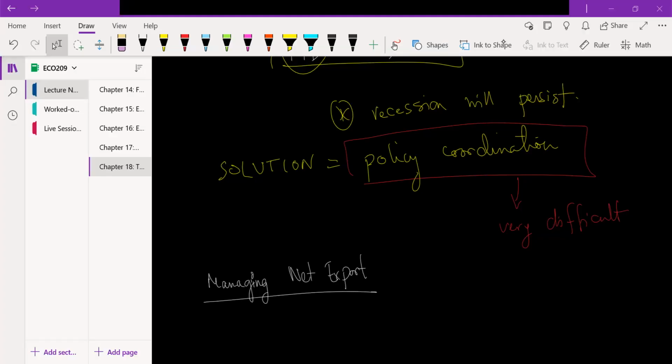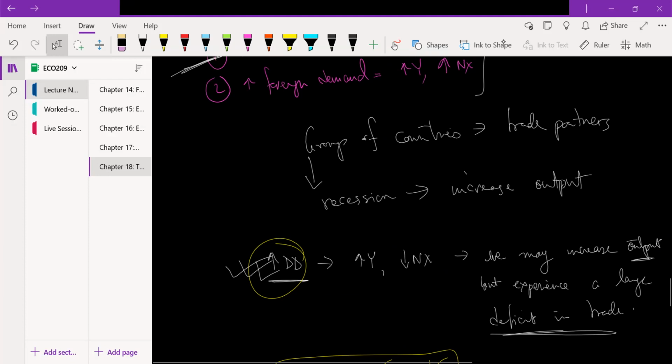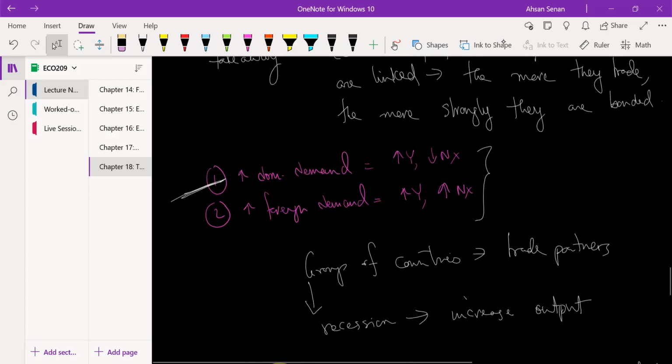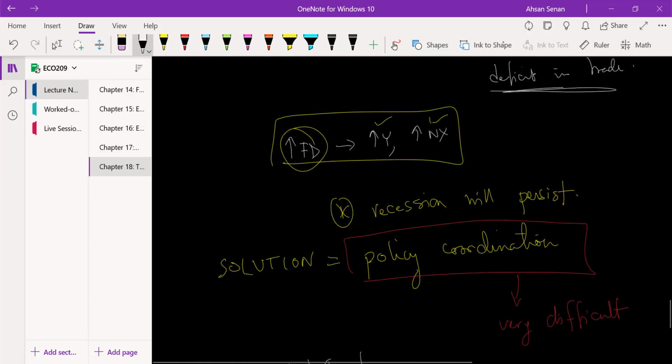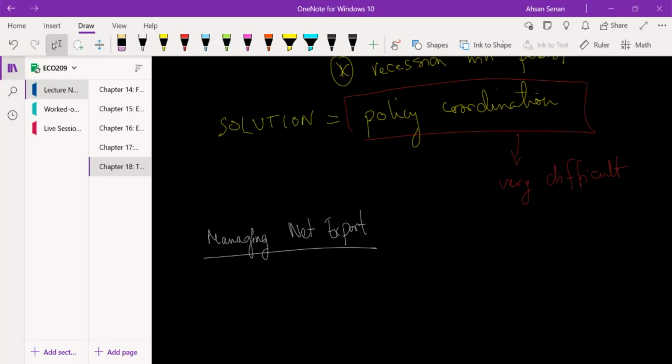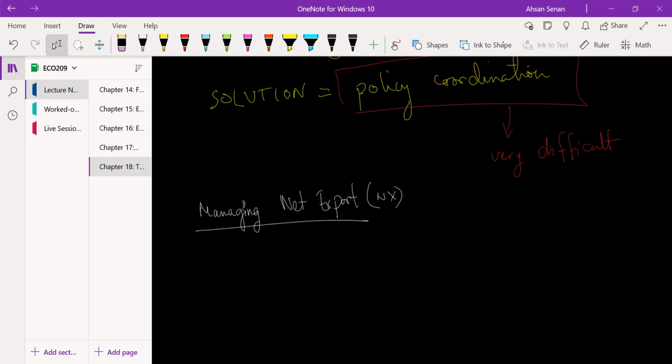So now let's talk a bit more about managing net export, because all our analysis so far has to do with cases where net export is going up or going down, and we've of course made our preference known that we don't want a large negative net export. So if we have preferences regarding how much we want net export to be, then we need ways of managing net export, right? If it gets too far away from what we want it to be, we want to have ways of bringing it under control. So let me write down what net export is.